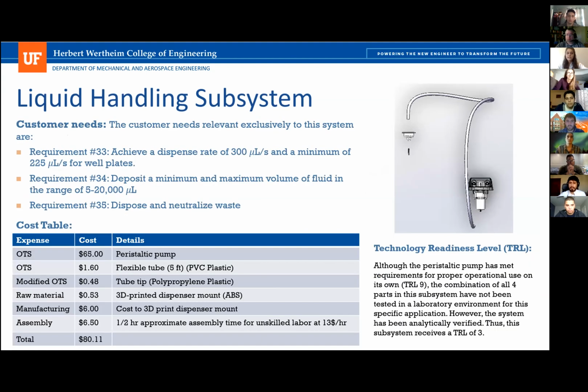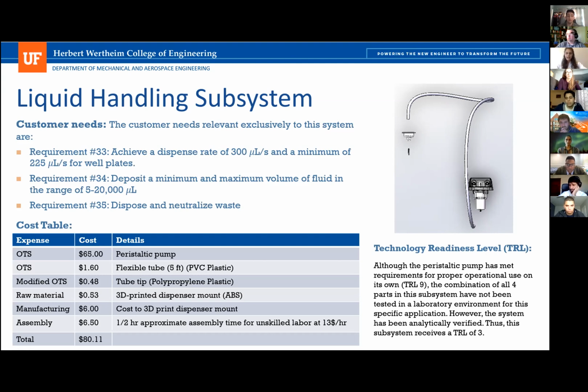Okay, so the customer needs that are specific to this subsystem address the dispense rate, the amount of volume dispensed, and the fact that it should be able to dispose and neutralize waste. As I described, all of these needs are met because the dispense rate just depends on how fast the motor turns, and I'll go into those specifications in a second. The amount of volume depends on how much it turns. I'll also go into those specifications. And as I described, it is able to flush the line with any cleaning fluid such as isopropyl alcohol or chlorine.